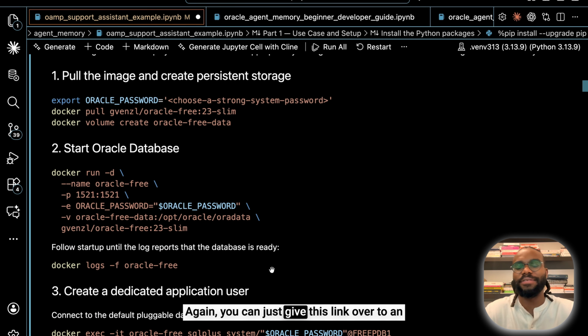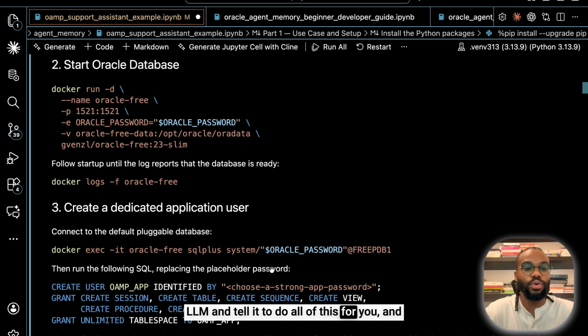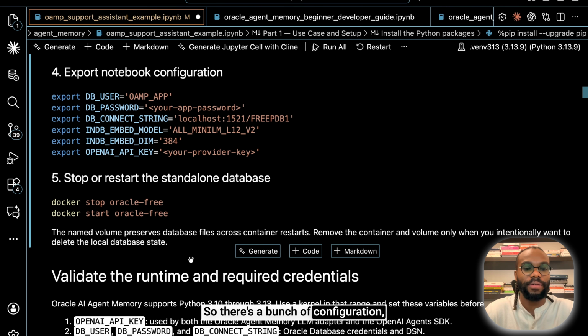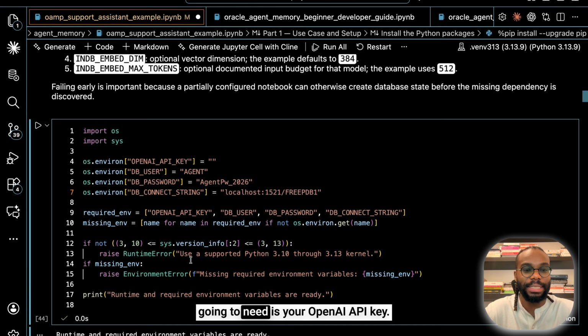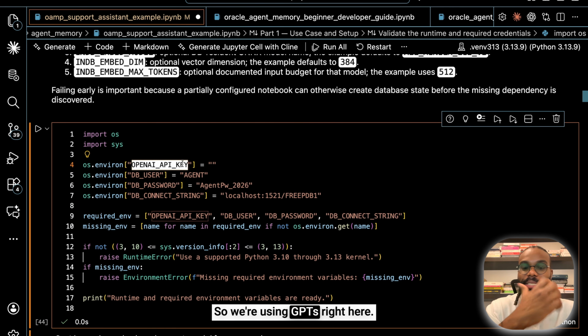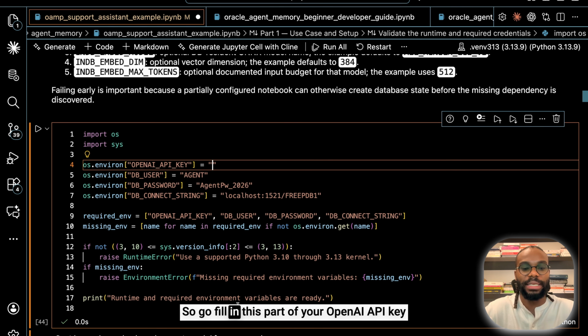Again, you can just give this link to an LLM and tell it to do all of this for you, and it will install the package that you need. There's a bunch of configuration, but the most important thing you're going to need is your OpenAI API key. We're using GPTs here, so put in your OpenAI API key and add it to your environment variables and you'll be good to go.